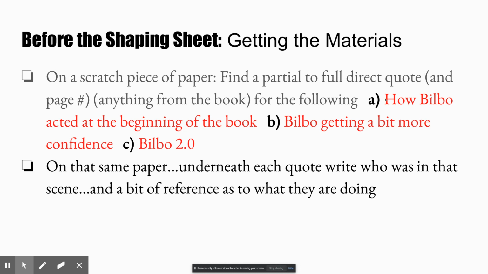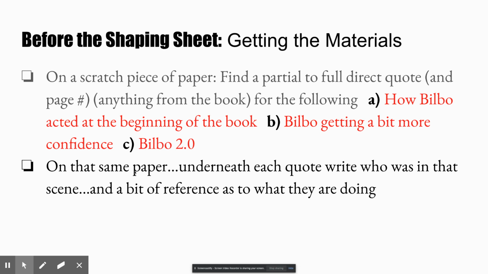1, how Bilbo changed. How Bilbo acted at the beginning of the book. This is him scared, didn't want to go on the adventure. 2, getting a little bit more confidence, like when he tried to pick the pocket of the trolls. Didn't do really well because he got caught. And 3, Bilbo 2.0, what this means is Bilbo's confident, he is saving the day, all this stuff.